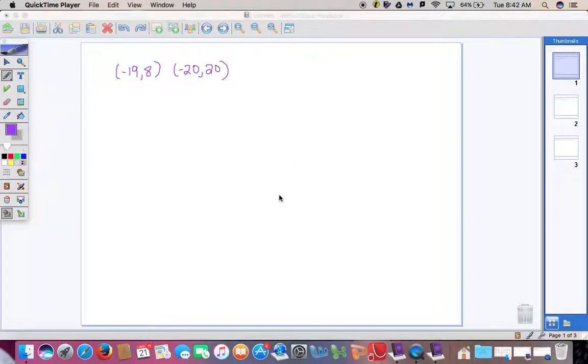Okay, so here's a quick video explaining your warm-up. If you have any questions, the first 5 problems are asking you to determine what the slope is. So this is question 1. And if we're determining the slope, we're using the equation that says y2 minus y1 divided by x2 minus x1.